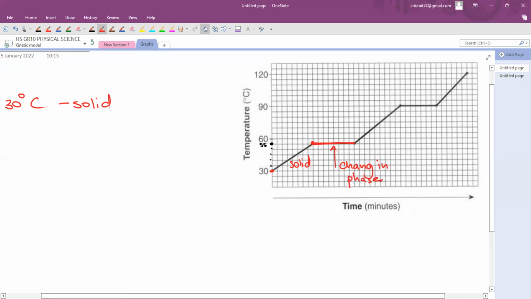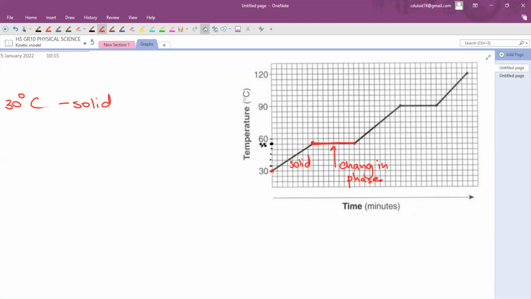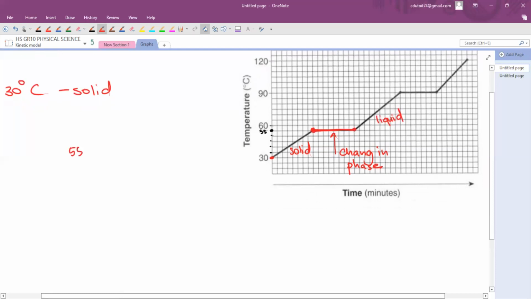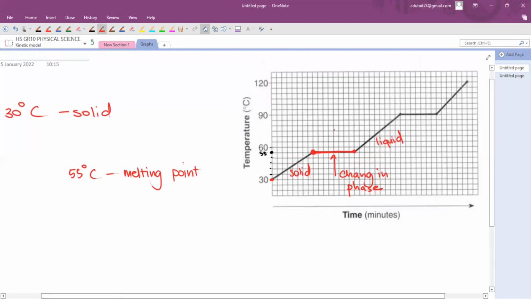What phase change do you think will occur? What will the substance be after that? It will be a liquid, isn't it? After a solid. So at 55 degrees Celsius is its melting point. Do you agree? It moves from a solid to a liquid. Now, very important, there is no change in kinetic energy in this part here. The kinetic energy doesn't change.